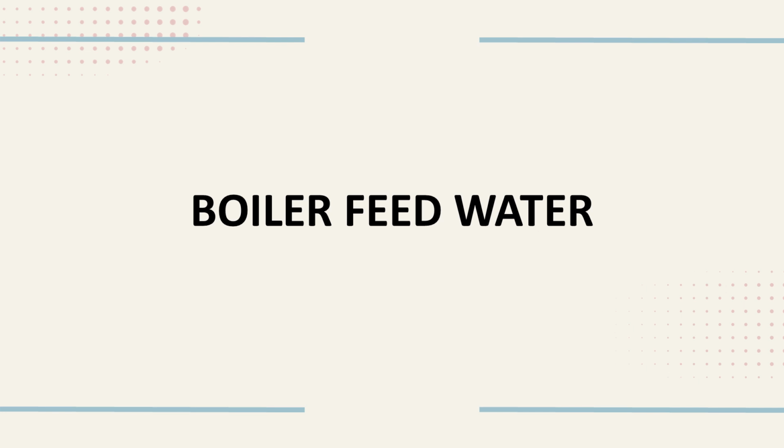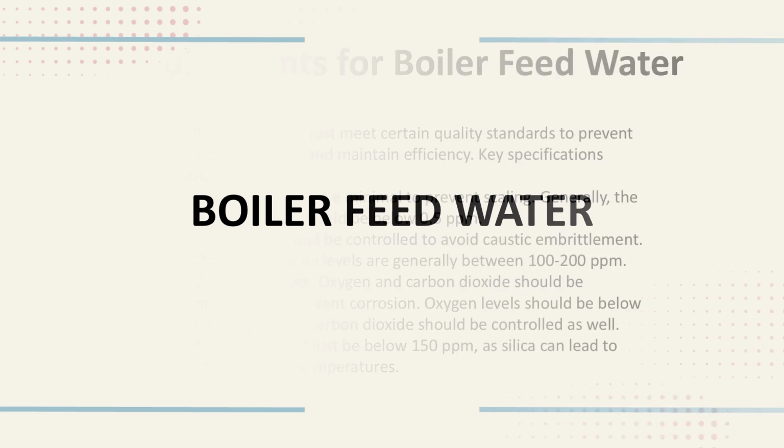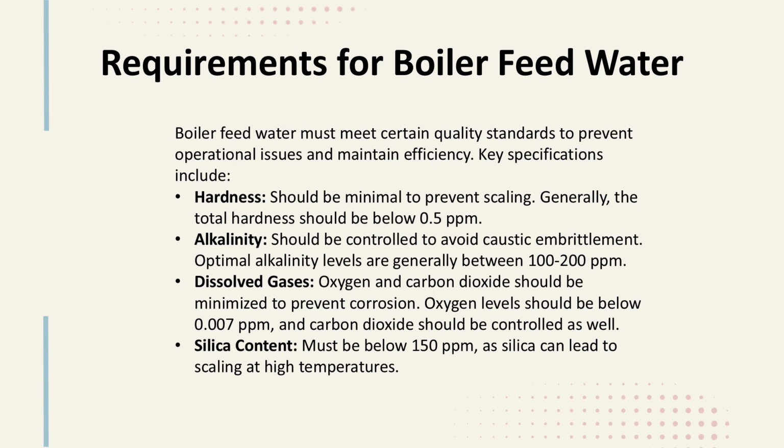Next, let's look at boiler feed water. Boilers require specific water quality standards to ensure efficient operation and prevent damage to the system. The key specifications for boiler feed water include: hardness should be minimal to prevent scale formation. Typically, the hardness level should be kept below 0.5 ppm. Alkalinity. Alkalinity must be controlled to prevent caustic embrittlement. The recommended range is 100 to 200 ppm.